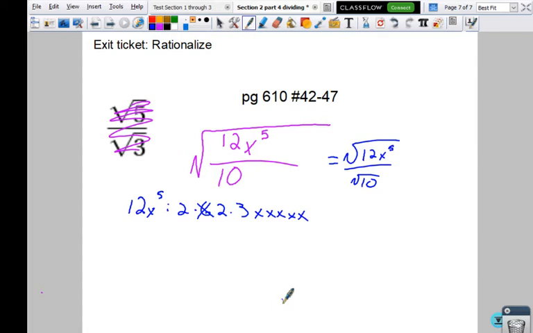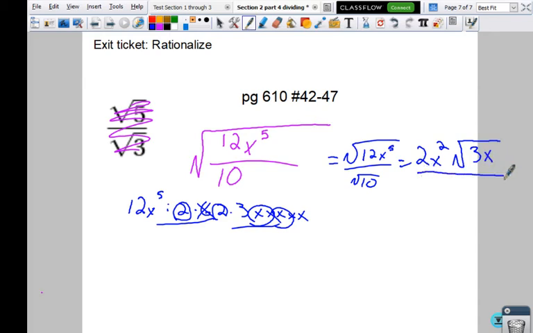So what's getting kicked out of this top here? 2's and x's. A 2 is getting kicked out, and an x is getting kicked out, and a second x is getting kicked out. If an x and then a second x got kicked out, how would we write that? Squared. Yep. So I have 2x squared outside the square root, and inside I've got a 3 and an x left over, and that's it for the top.